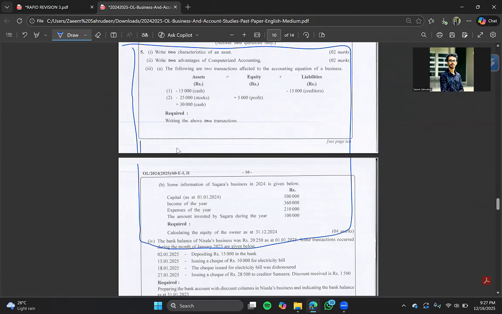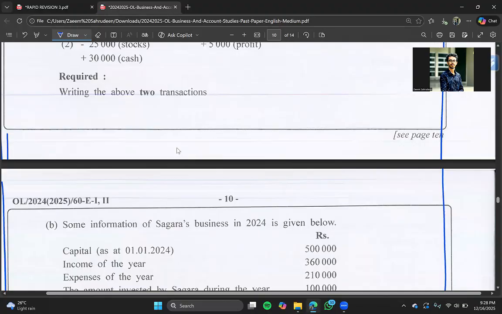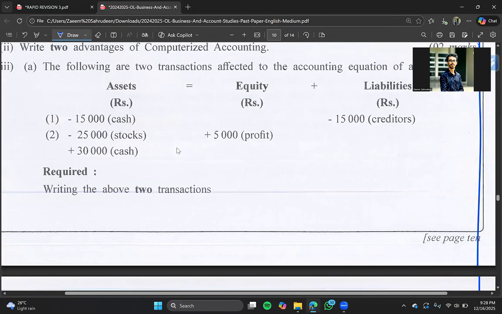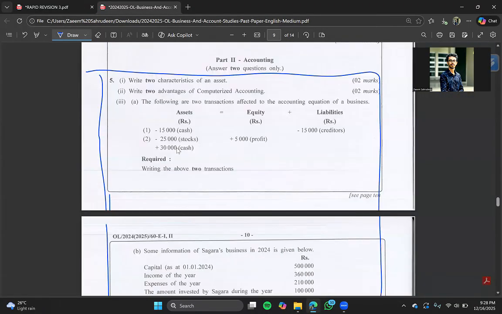So, two characteristics of assets. You can say there is a future economic benefit inflow to the business, and assets are owned and controlled by the business. Those are the characteristics. Advantages of computerized accounting: it enhances the efficiency of the organization, it is accurate, and there is less cost. You can take points like that.